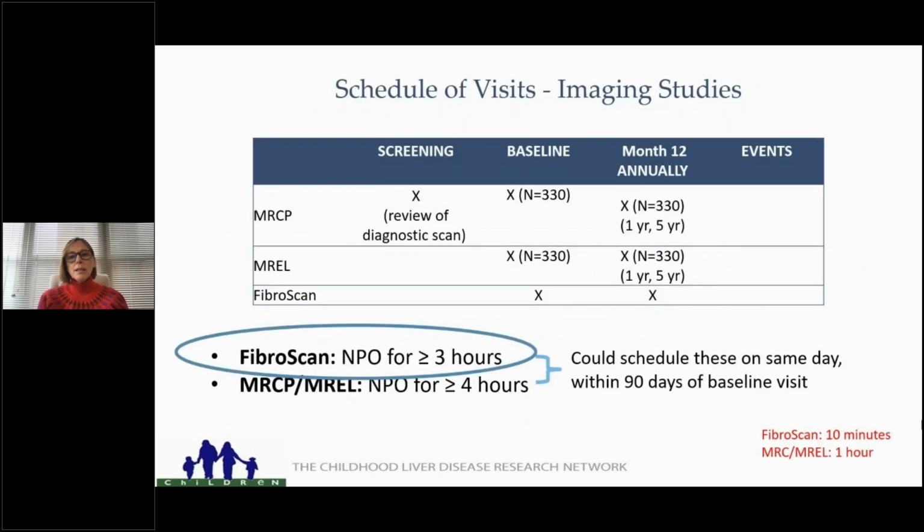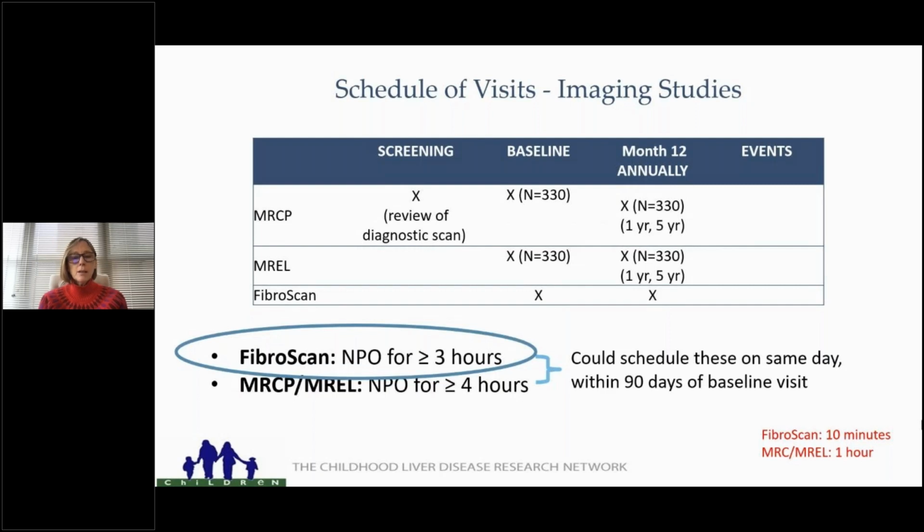And then the imaging, just as I mentioned earlier, we're only getting imaging MRs on 330 of the anticipated 750 to 800 kids. And so if it's really a hardship, you guys, it's just not going to work. It's okay. Still enroll them in the study. They're just not going to be an MR participant. Fiber scans, we want at baseline and annually thereafter.